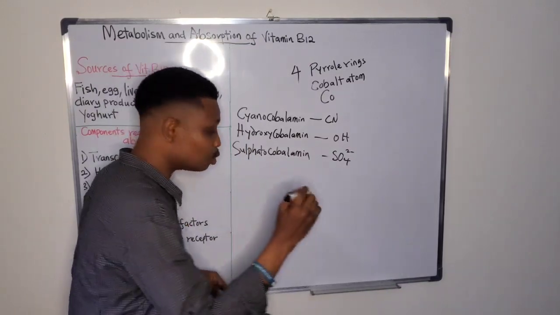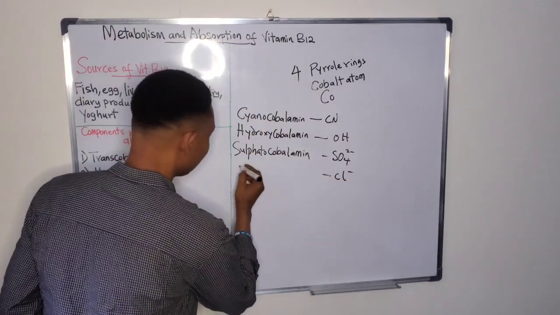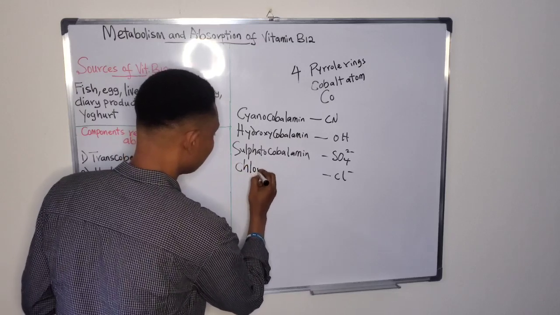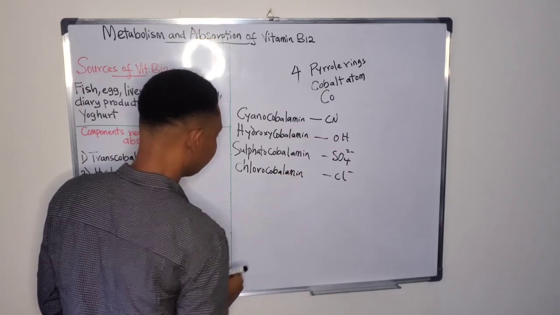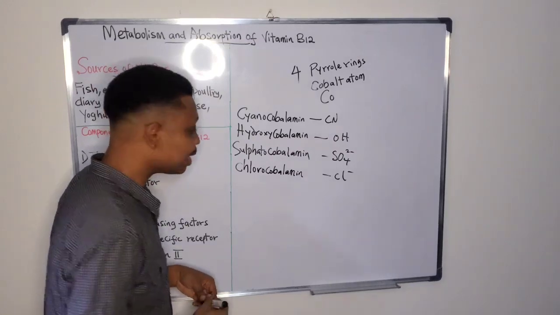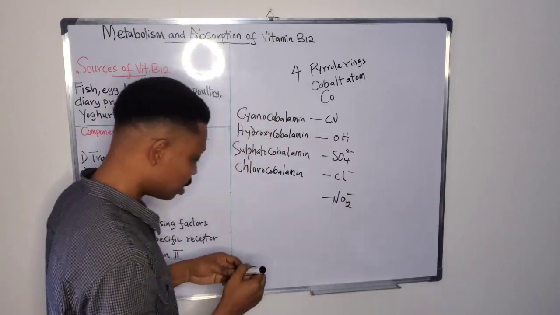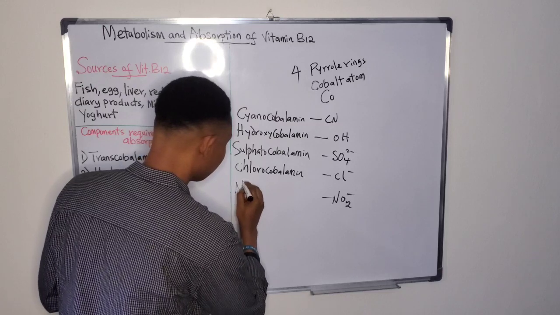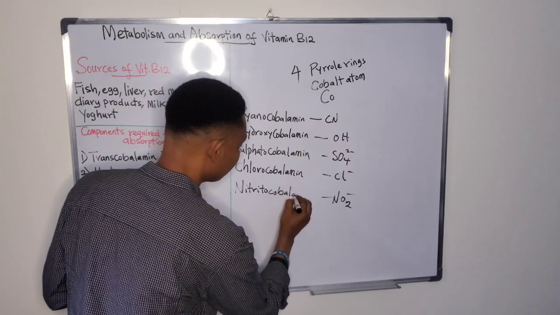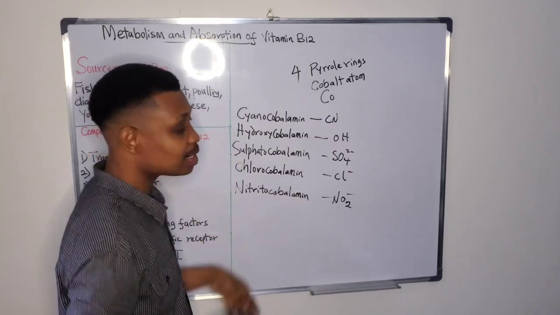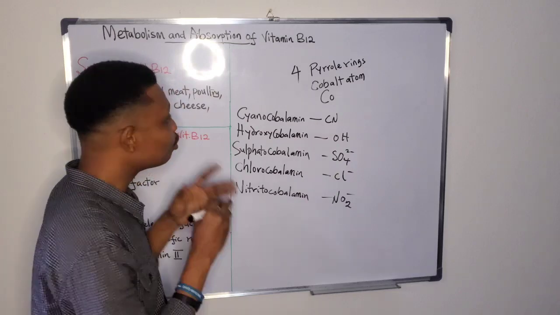And then when a chloride group gets attached to the cobalt atom, of course, it's going to be chlorocobalamin. Also, when a nitrite group gets attached, it's going to form nitritocobalamin. Now, all these forms are synthetic forms, and the reason for these synthetic forms is for crystallization of cobalamin.